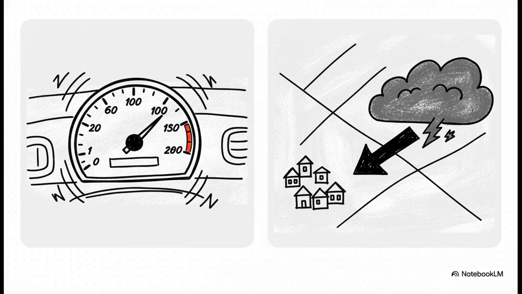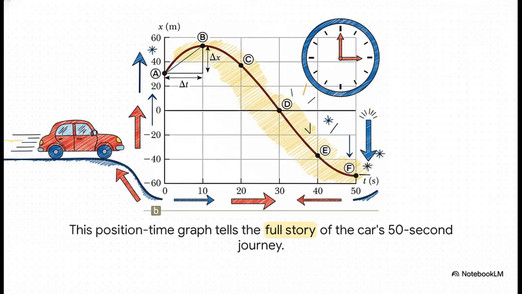But hearing a storm is moving 50 kilometers per hour towards you, now that's velocity. And that is information you can definitely act on. So let's check back in with our car. This graph right here basically tells its entire 50-second story. By plotting its position against time, we can see everything, where it was at any given moment, when it moved forward, when it reversed. It's all right here in this one simple-looking curve.